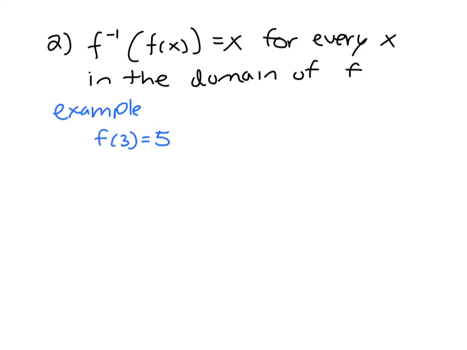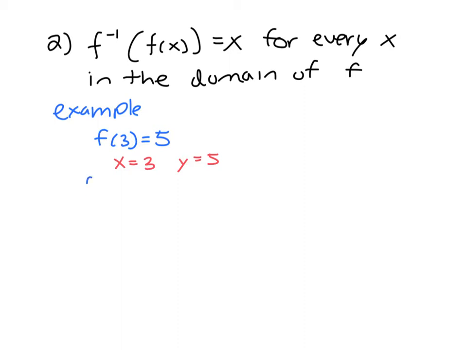Okay, now let's do the next property. The next property is that f inverse of f of x equals x for every x in the domain of f. So let's do an example. Say f of 3 equals 5. In other words, here x equals 3, y equals 5.